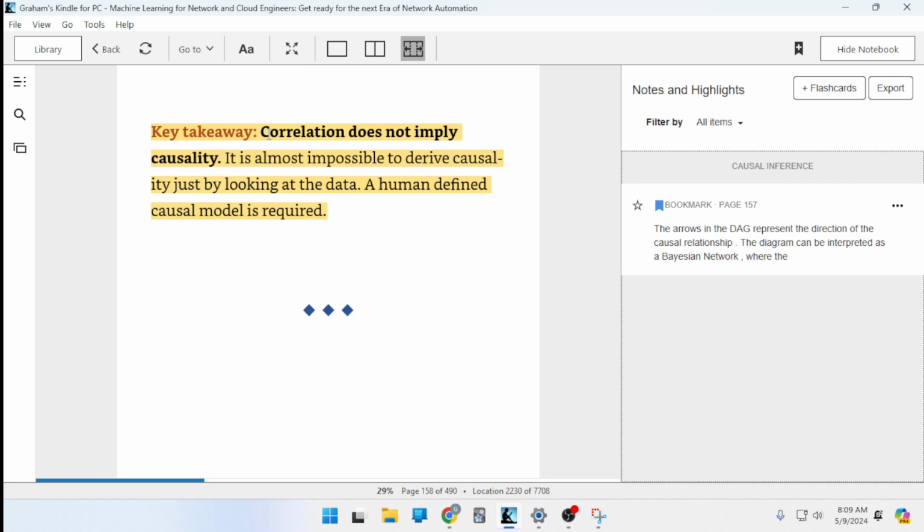Key takeaway: correlation does not imply causality. It's almost impossible to derive causality just by looking at the data. A human-defined causal model is required.